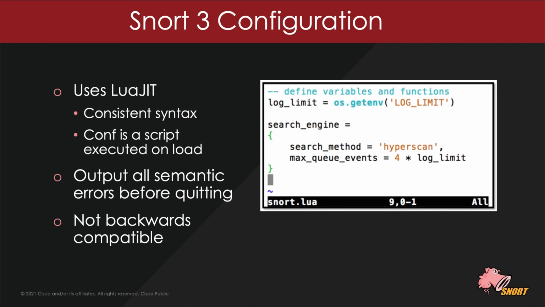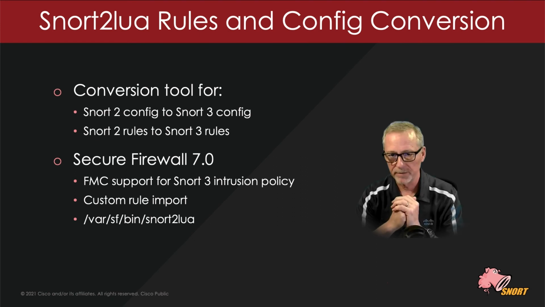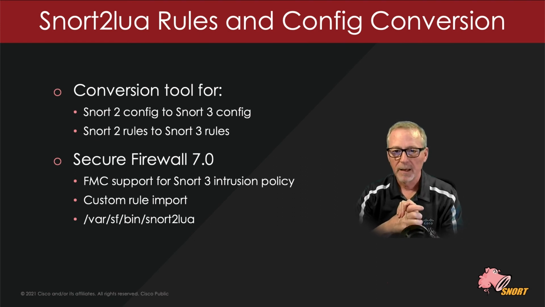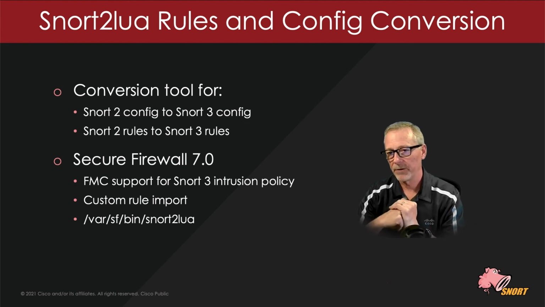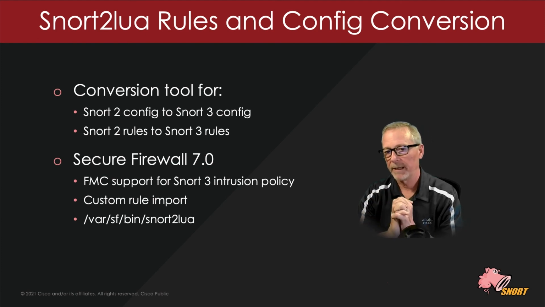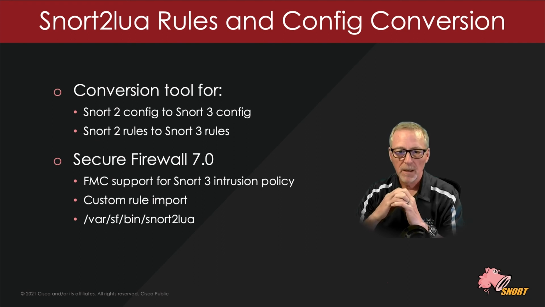Now, the Snort 3 configuration is not backwards compatible. It can't read a Snort 2 configuration file, but we have an answer for that. There's a conversion tool called snort2lua. snort2lua is a binary that will be generated if you compile Snort. If you download the source code and compile the Snort binary, one of the other binaries that will pop out as part of that make or compile process is the snort2lua binary. That will convert your Snort 2 configuration file to a Snort 3 config. It'll also convert your Snort 2 rules to Snort 3 rules.